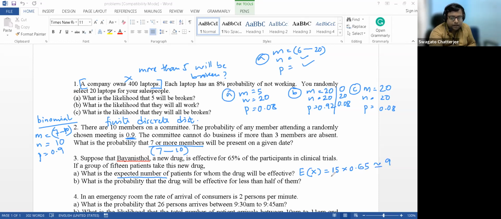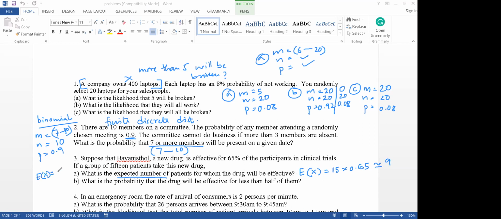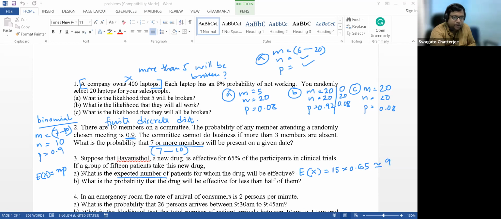It can also be written by this expected number, which in the binomial case is N into P. N is 15 patients who are getting tested. P is the probability of success, which is 0.65. So N into P is 15 into 0.65, up to 9. It's fine. And then you try the second one. What is the probability that the drug will be effective for less than half of them? How will I answer that?